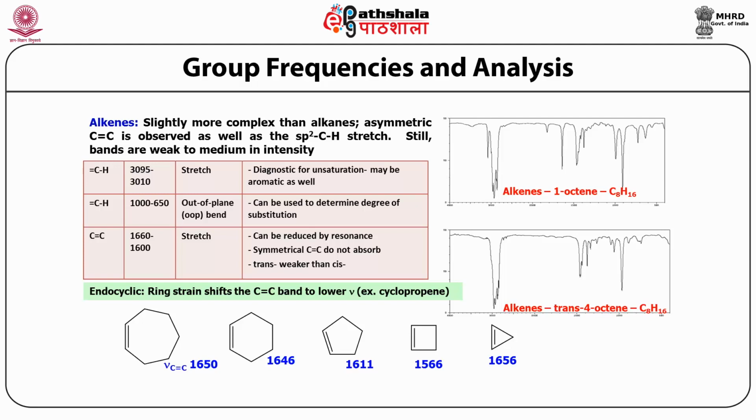and can be used to determine the degree of substitution. The carbon-carbon double bond gives a stretching vibration at a frequency of 1660 to 1600, which can be reduced by resonance. Symmetrical carbon-carbon bonds do not absorb, and trans is weaker than cis. In an endocyclic ring, strain shifts the carbon-carbon double bond to lower frequency, for example cyclopropene. You can see here from 7-carbon to 3-carbon rings the frequency is increasing continuously, with the exception of the 3-carbon ring, which has a frequency of 1656.